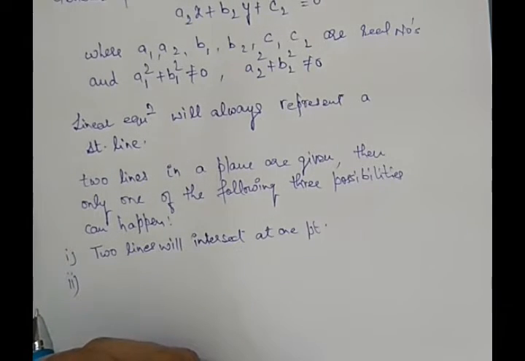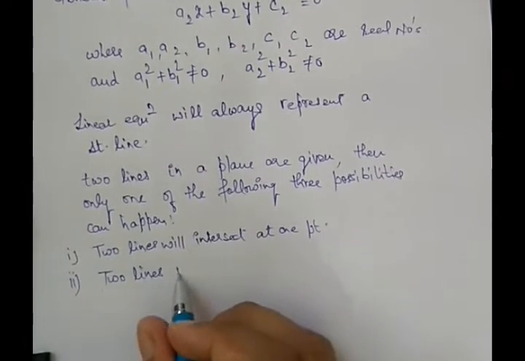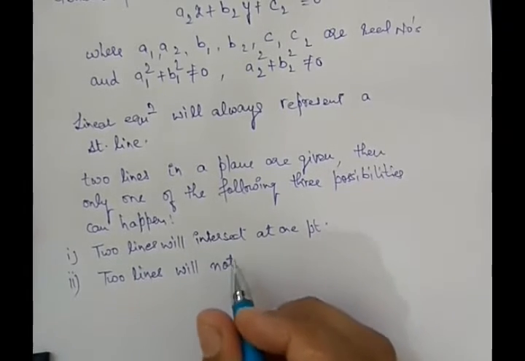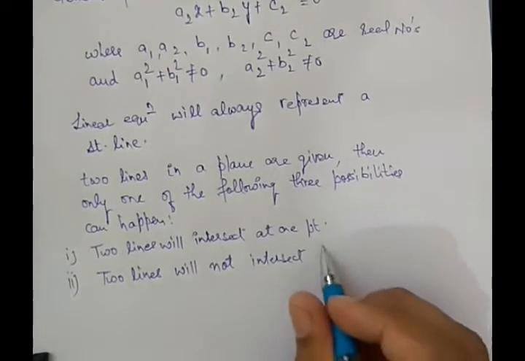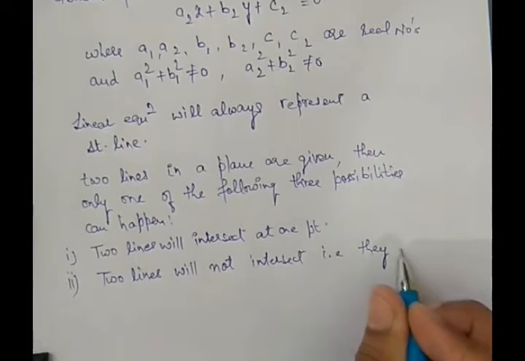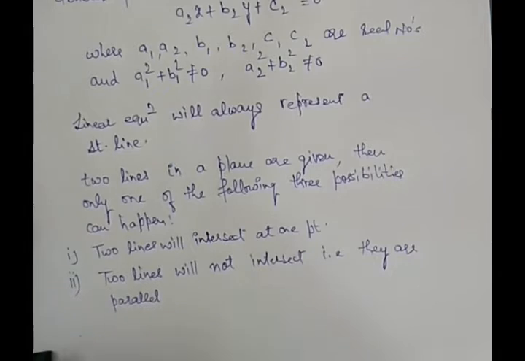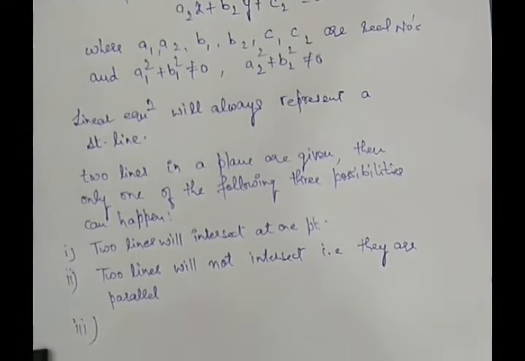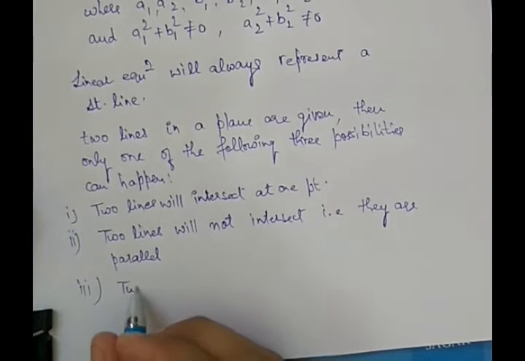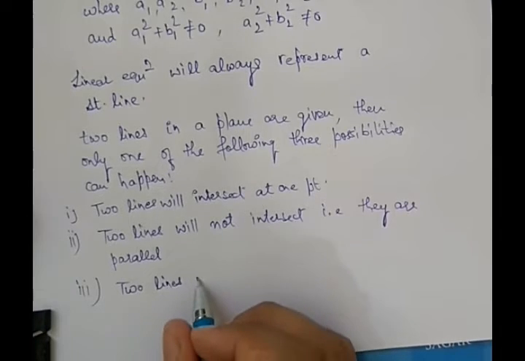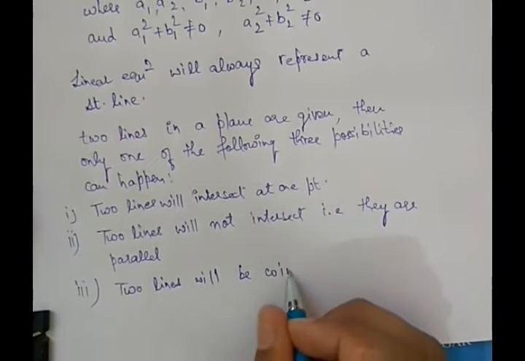Other possibility, the two lines will not intersect. What does it mean? That is, they are parallel. And the third possibility is that they are overlapping with each other, or two lines will be coincident.